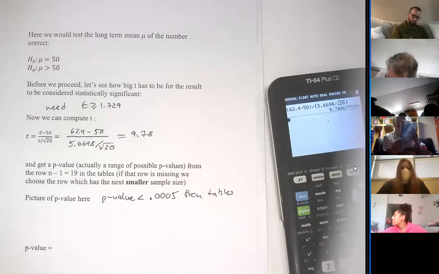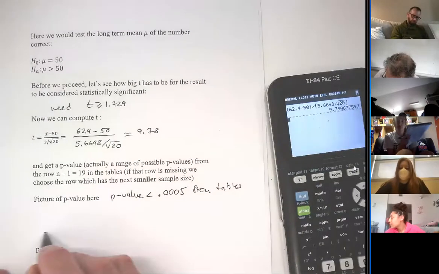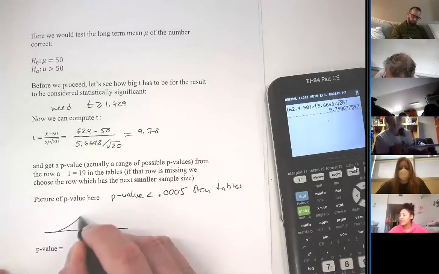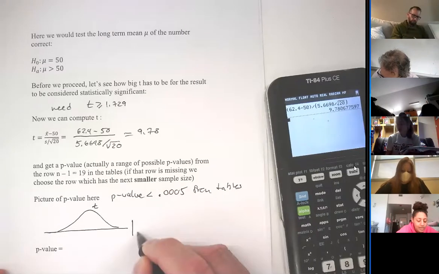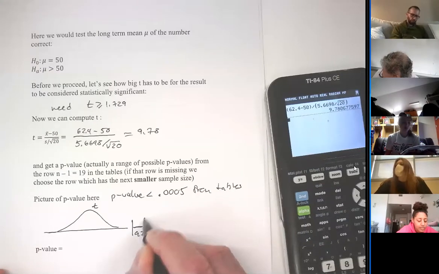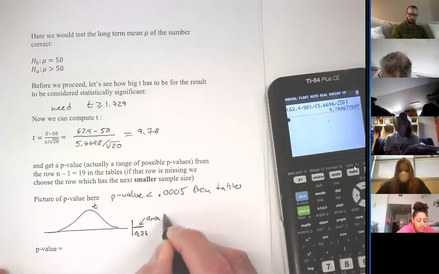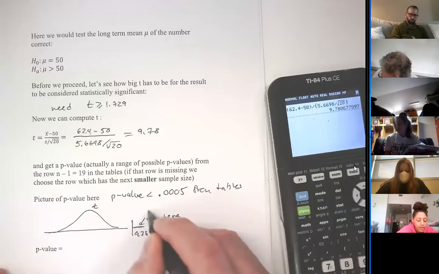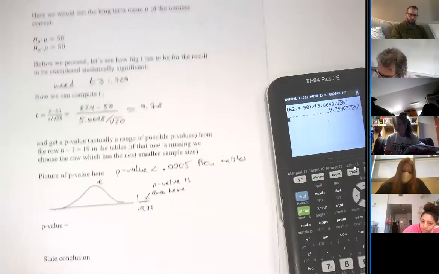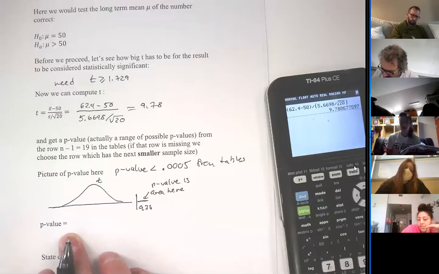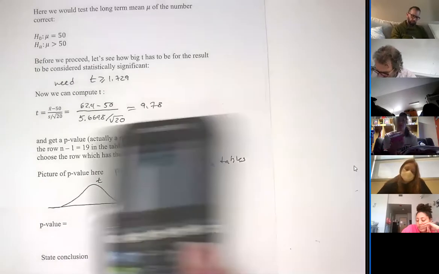So we would say, here's the p-value calculation. We draw a picture of t. Go out here to 9.78. We want to shade this side. Oh, so I can't. Maybe I'll ask the calculator to do it and see what it really is. Let's see if we can do that.